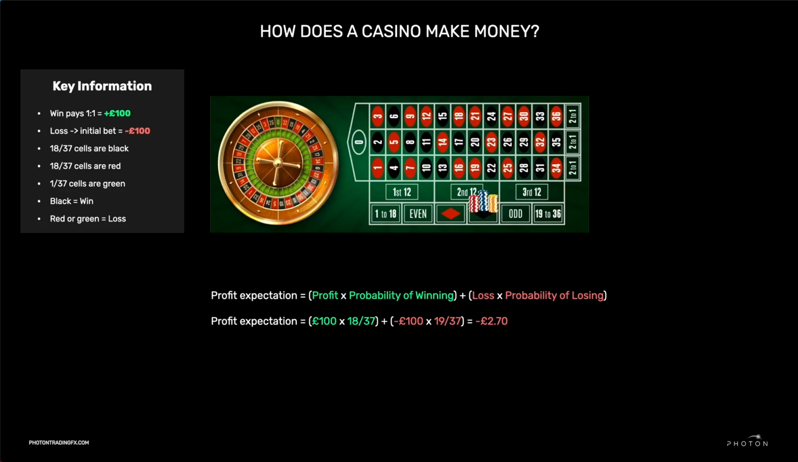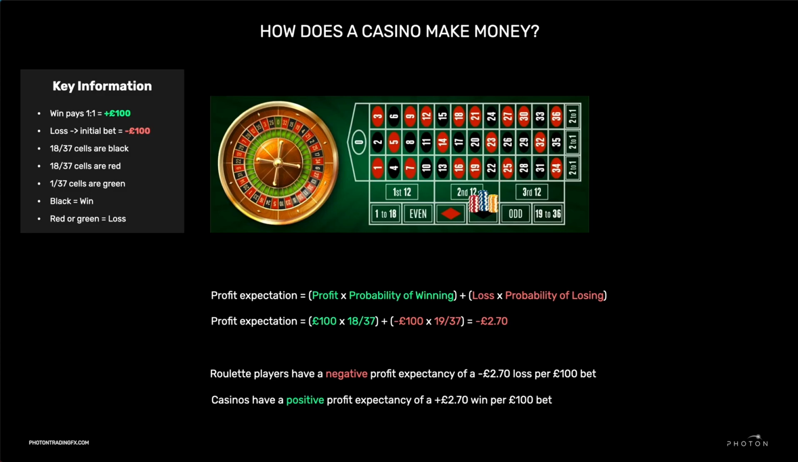So what that actually means is, as a roulette player, you actually have a negative profit expectancy of a £2.70 loss for every £100 that you bet. From the casino's point of view, however, they have a positive profit expectancy of £2.70 for every £100 that is bet. We obviously want to make sure that we are the casino, and not the roulette gambler.